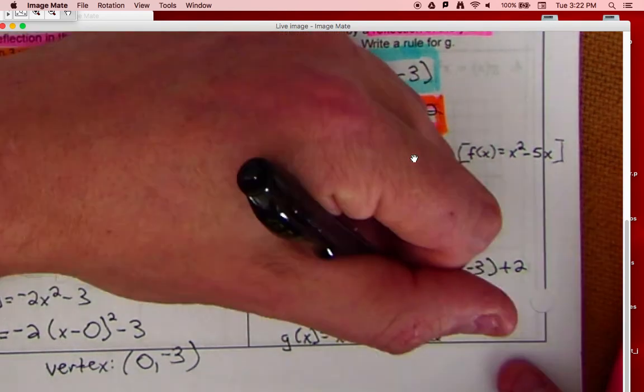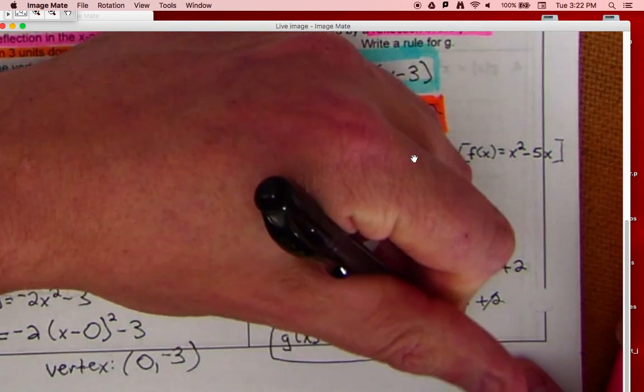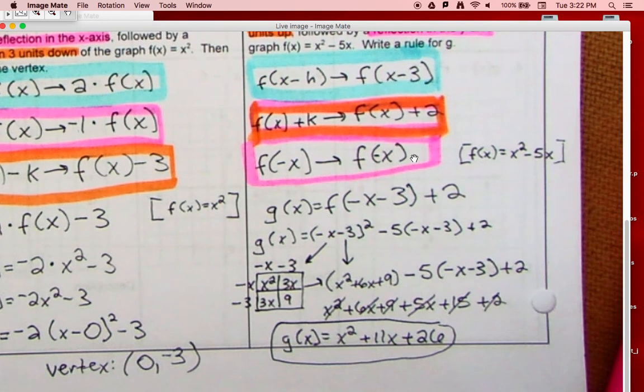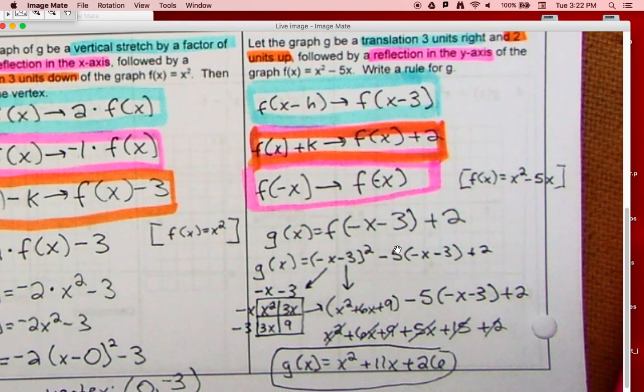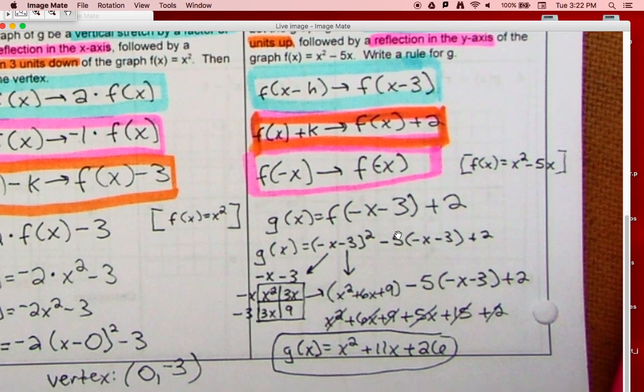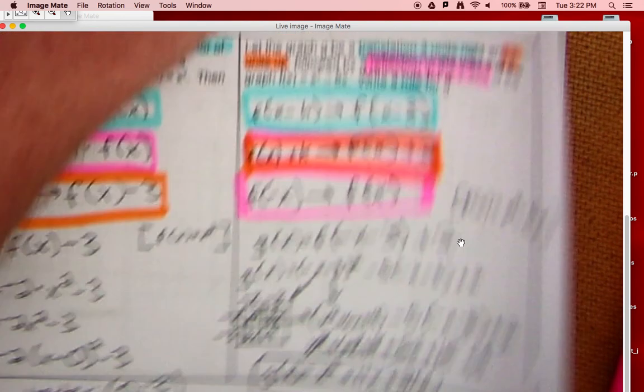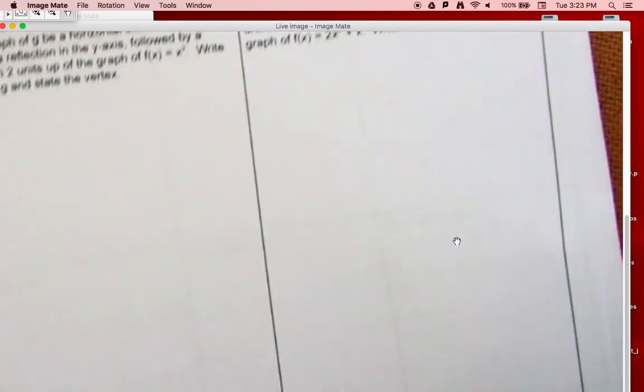And there is your transformed function, which looks really different than this one. But think about what we did. We moved it 3 to the right, we moved it 2 up, and we reflected it over the y-axis. Okay. If you want to, go ahead and graph these and see if you can see that transformation. Okay, let's stop there. We'll cover the other examples. These will be covered tomorrow in class.